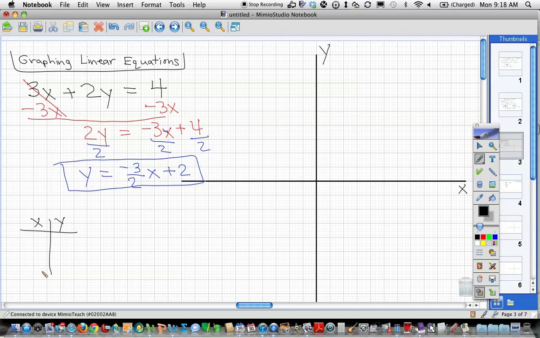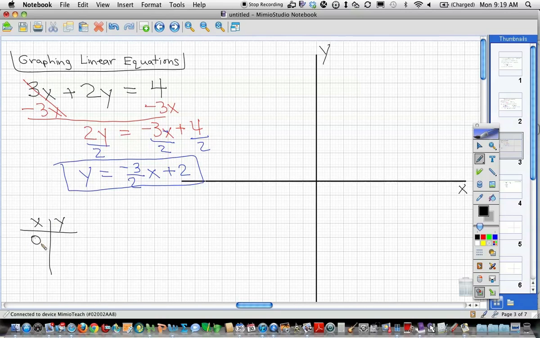What did we do when we did our XY table? Put X on that side and Y on that side. Right, but what did we do? We didn't pick 2 numbers. We picked X's. We just picked numbers for X. And how many? I think I always said 4. What did I say was a good one to start with? 0. 0 is always a beautiful one to do. So I'm going to put a 0 in there for X.